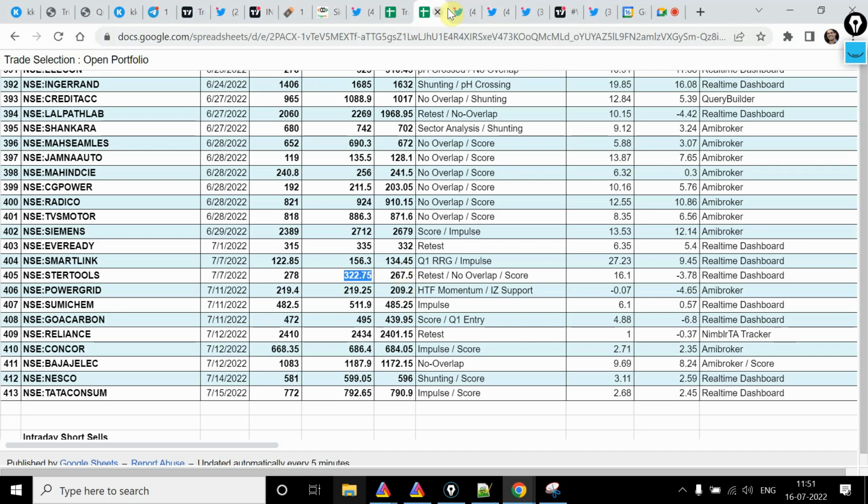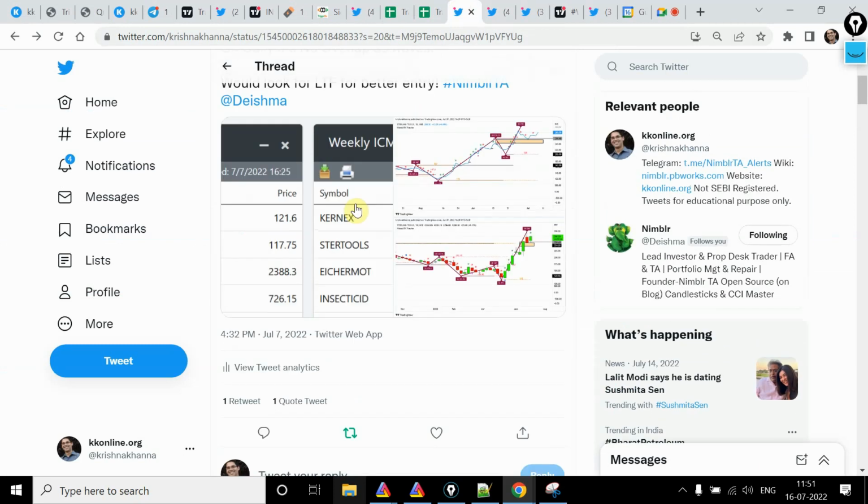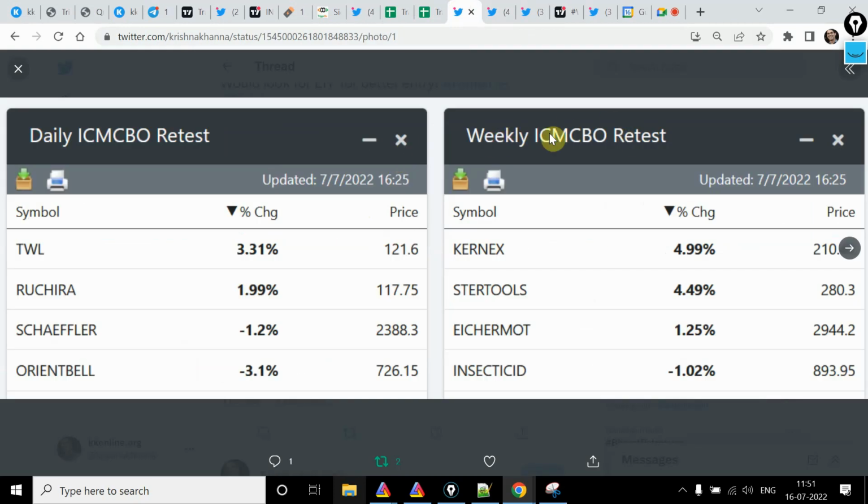Why did I take this? Because the idea is very simple. If you check this dashboard, ICMC breakout retest gave me this particular stock on that day, that it has given ICMC retest. I checked it, I found it interesting, I entered it, as simple as that.